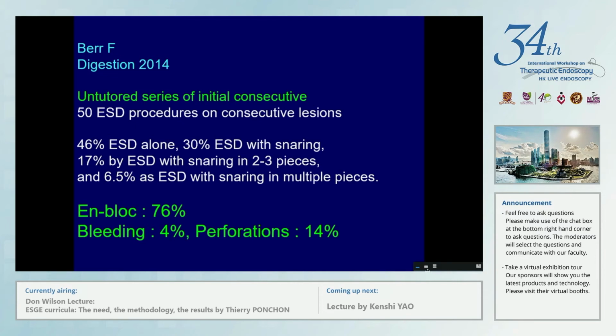And these are my only slides which refer to literature, in fact, except concerning curricula. So if you look at ESD, and this was a very interesting publication, very frank, very honest, Friede Beer from Austria published untutored series of initial consecutive ESD procedures. It is very honest. And as you can observe, the en-bloc resection rate was quite low. And furthermore, bleeding was quite high, and the rate of perforation was very high, very high. It was frank, but at least it demonstrates that you need to be trained. You cannot begin without any training.